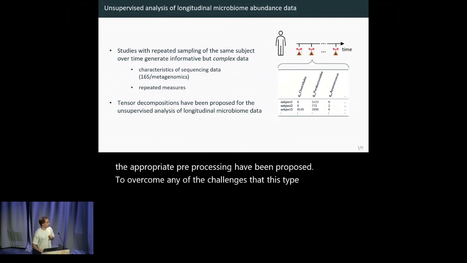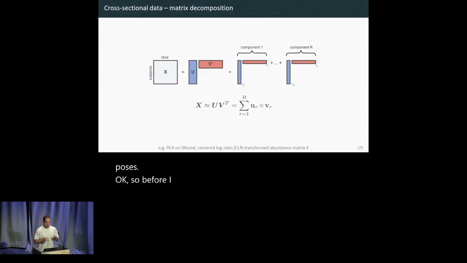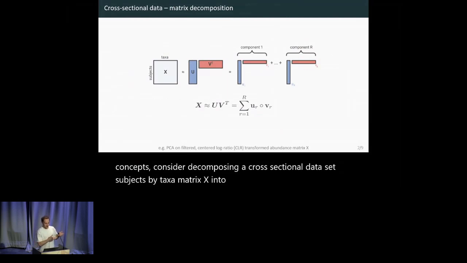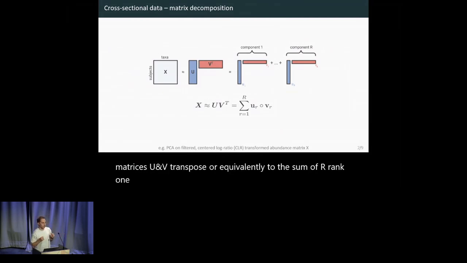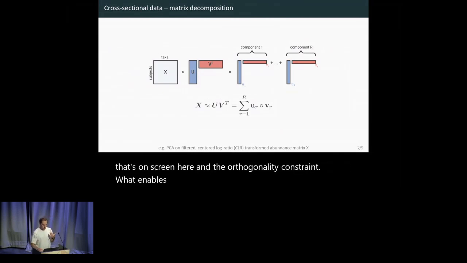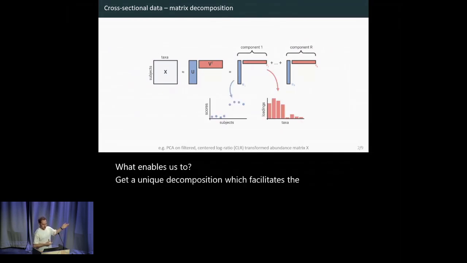Okay, so before I get to the tensors, to introduce the basic concepts, consider decomposing a cross-sectional data set, subjects by taxa matrix X, into lower dimensional factor matrices U and V transpose, or equivalently to the sum of R rank 1 outer products, R being the number of components. So to uncover latent structure in a cross-sectional data set. And PCA is a common choice that adds orthogonality constraints to the generic matrix decomposition that's on screen here. And the orthogonality constraint is what enables us to get a unique decomposition, which facilitates the interpretation. So we may see something like what's on the screen here.